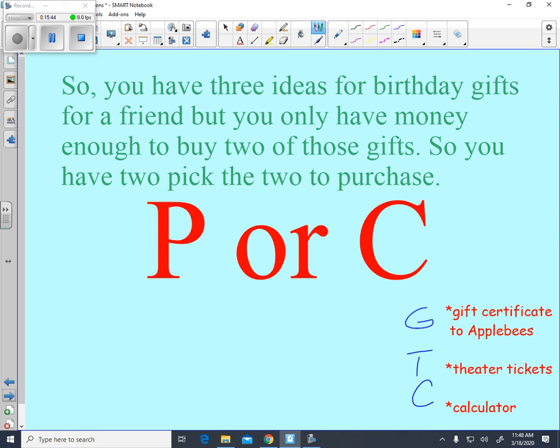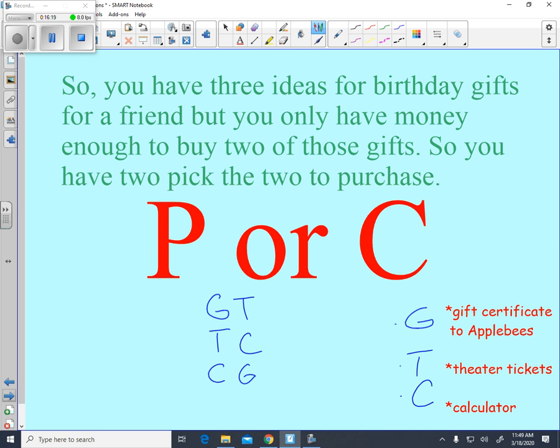I bet you can, stop the video, and list the whole sample space of picking two of these three items for gifts for your friend. Well, my sample space would look like this. It's not very long. I could buy the gift certificate and the tickets, or the tickets and the calculator, or the calculator and the gift certificate.